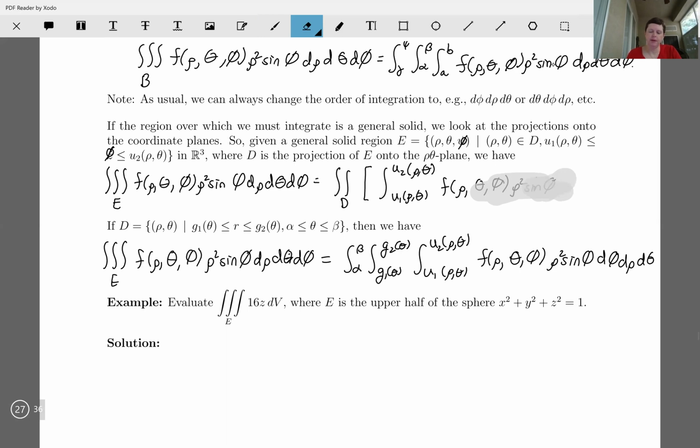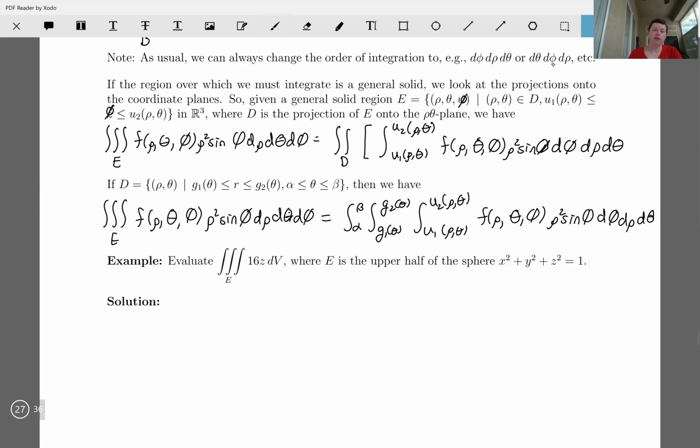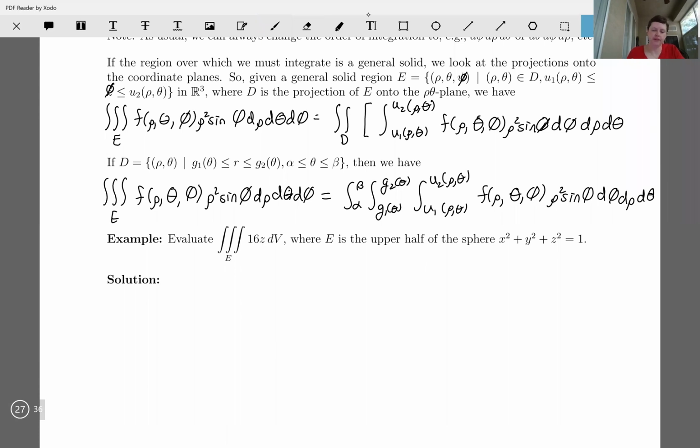Hopefully you can see by what I've written this time that I really should have had f of rho theta phi up above, rho squared sine phi. Because phi is written in terms of functions of rho and theta, I have to integrate d phi first and then d rho, d theta, or d theta d rho, depending on which way things are defined. Okay, let's do an example and see how that goes.